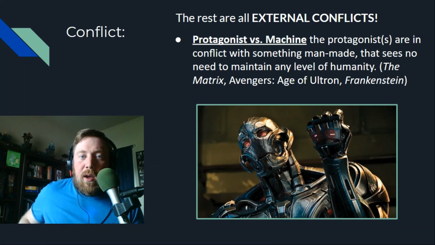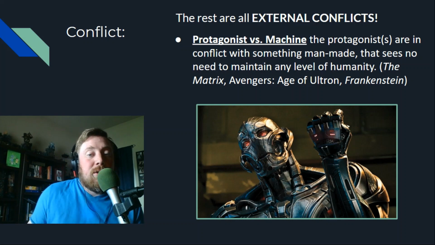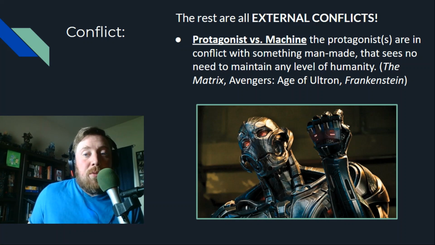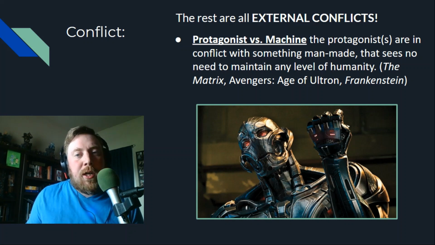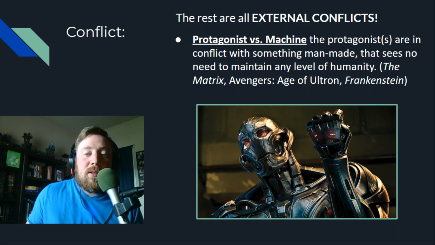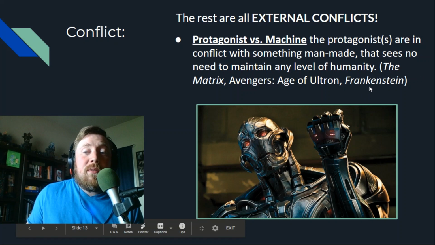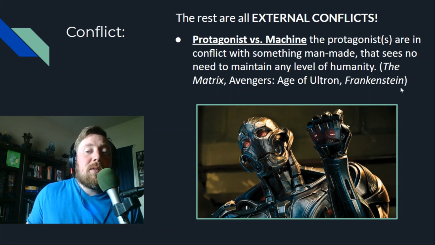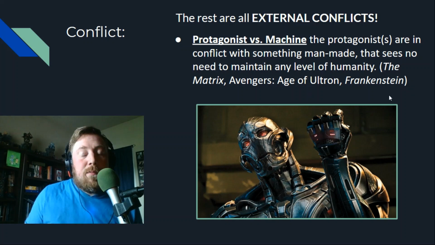So, the next external conflict that I think you guys might not be as familiar with is the protagonist versus the machine. The protagonists are in conflict with something that is man-made and that sees no need to maintain any level of humanity. That includes the Matrix, and Avengers: Age of Ultron. You see Ultron right here. This is actually the creation of Tony Stark. And then, of course, you have things like Frankenstein, because Frankenstein built his monster to try to overcome death. And Frankenstein's monster ends up saying, well, I'm actually beyond humans.